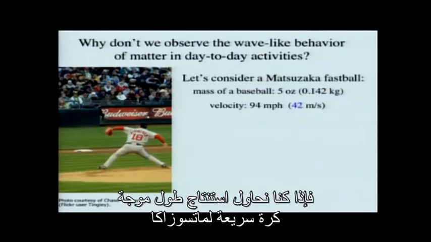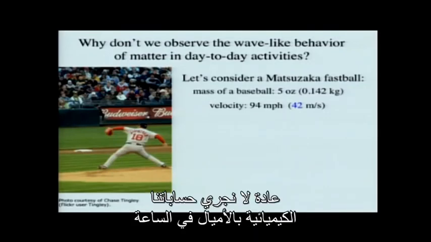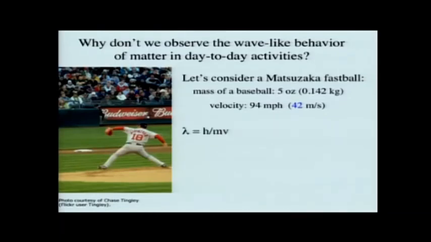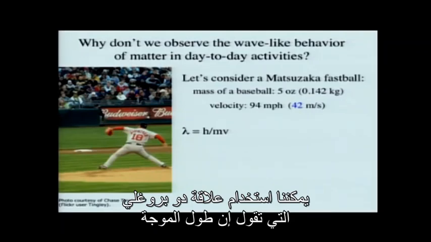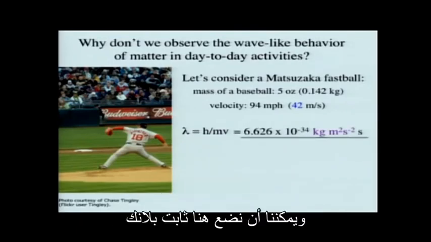So if we're trying to figure out the wavelength of a Matsuzaka fastball, we need to consider the velocity first, which is 94 miles per hour. We don't usually do our chemistry calculations in miles per hour, so let's switch that to meters per second. And we can use the de Broglie relationship that wavelength should be equal to h over mass times velocity. And we can put up here Planck's constant.